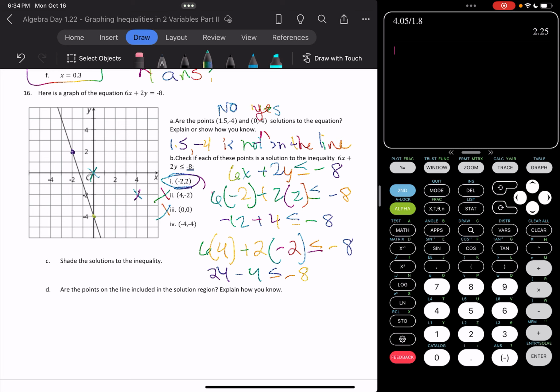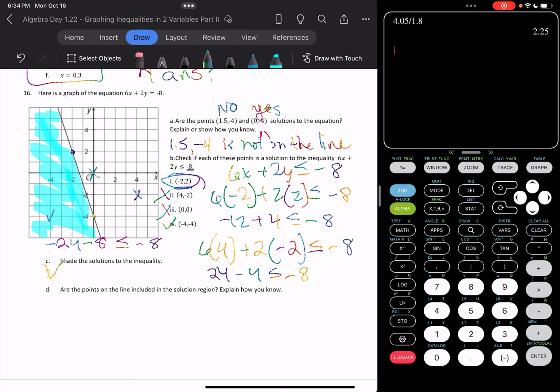And then negative 4, negative 4. So if I plug that in, I'm going to get negative 24 minus 8 is less than or equal to negative 8. That'll be negative 32 is less than or equal to negative 8. That is true. So negative 4, check, is a great solution. So notice then that the solutions are going to be on this side of the line.